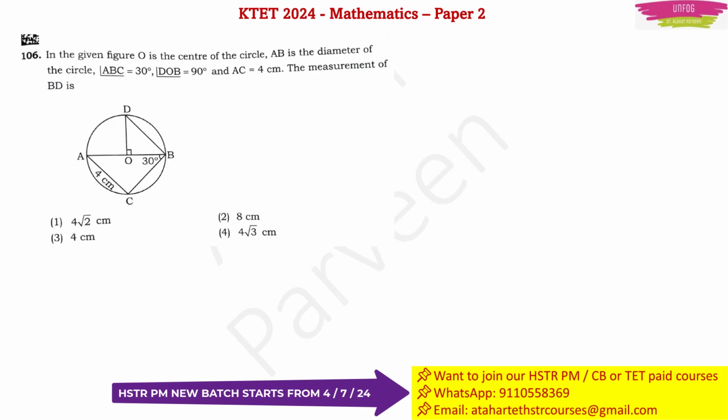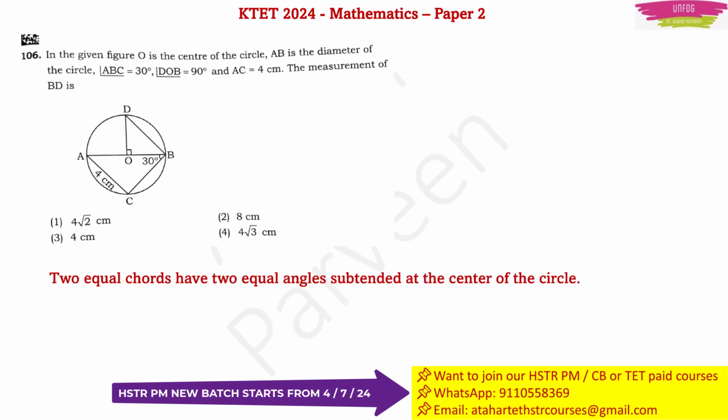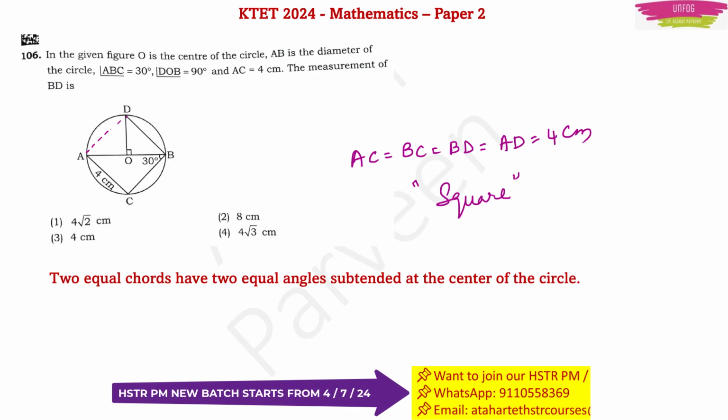So here if you see carefully, there is a semicircle. Correct? The circle is cut into 2 equal halves, and this theorem will apply here. 2 equal chords have 2 equal angles subtended at the center of the circle. For that reason, if I do some construction, I can understand that it comes out to be a square. Okay, and a square has equal sides, which is 4 centimeters here. So option 3 will be the correct answer, and this is a very easy question. Okay.